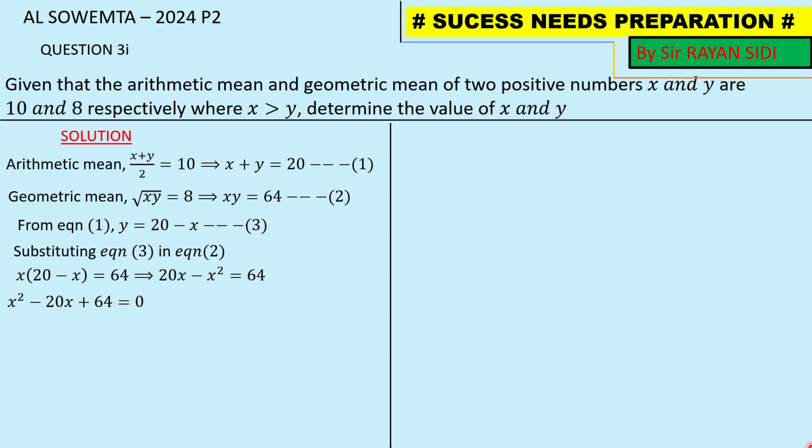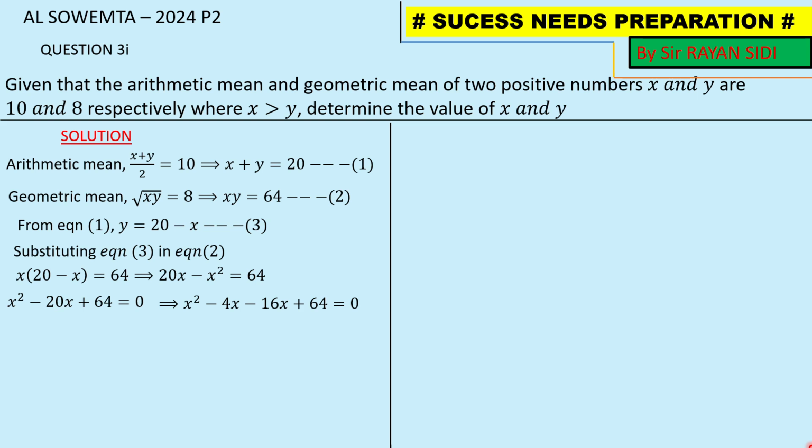Write all the factors of 64, that is the positive and the negative factors. The only two numbers to use here are negative 4 and negative 16. Realize that -4 - 16 is -20, and -4 times -16 is positive 64. So my two factors are -4 and -16. So I have x² - 4x - 16x + 64 = 0.